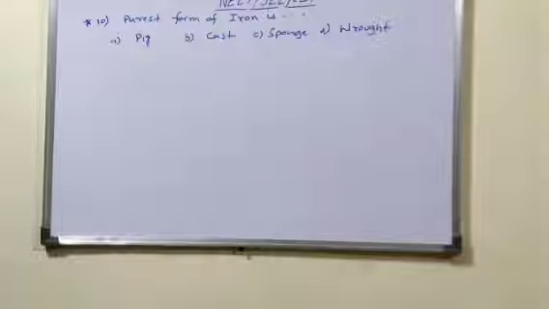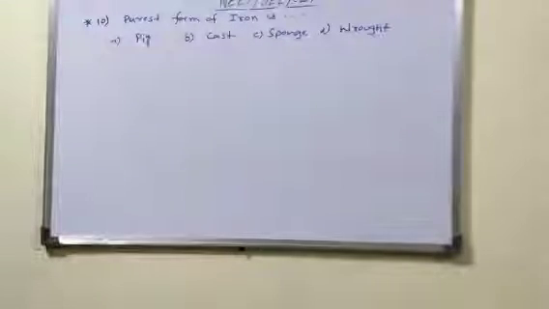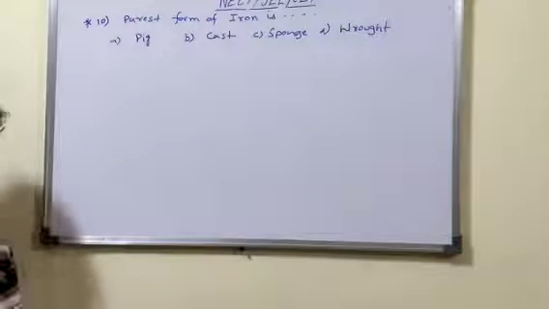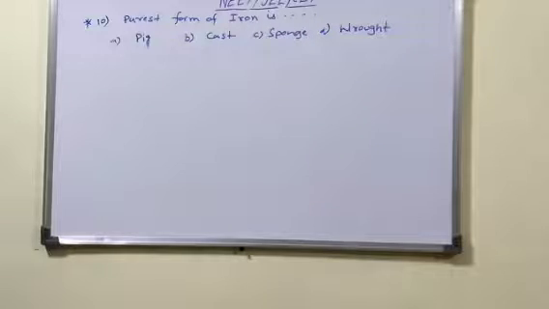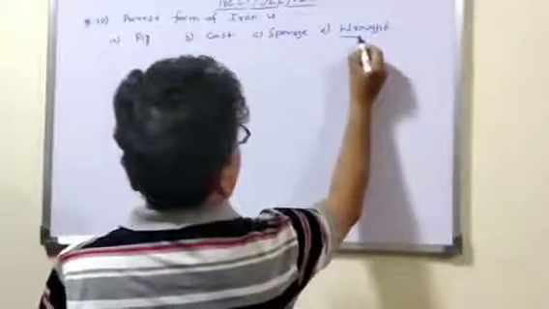Students have a problem spelling wrought iron. W-R-O-U-G-H-T. Wrought iron. These four types of irons we have: pig iron, cast iron, sponge iron, wrought iron. Which is the purest form? This is one direct theory question. The purest form of iron is wrought iron.